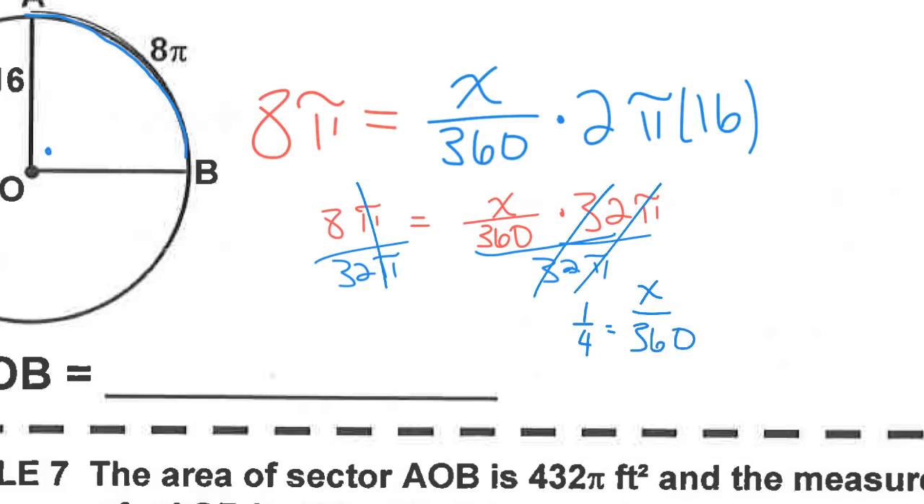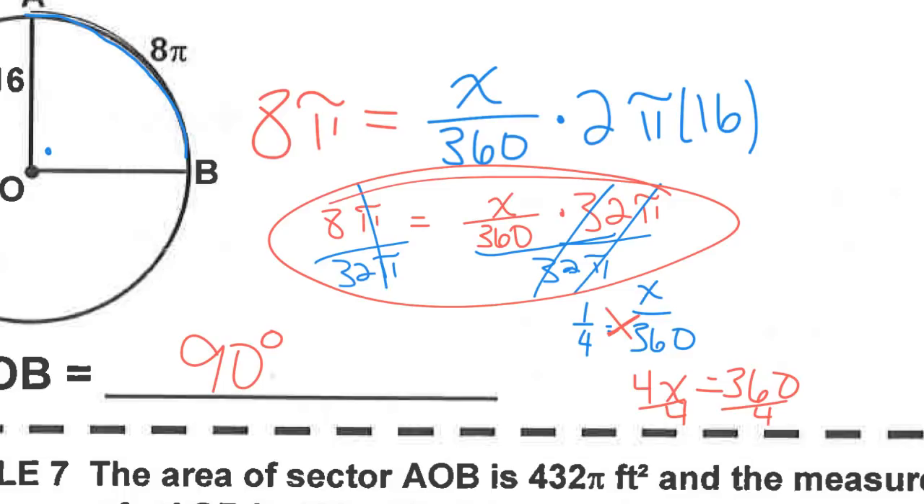And now from here, it's really not that tough. I would cross multiply. Looks like we got 4x equals 360. And when I divide both sides by 4, I get x, which is 90 degrees. So that's really where we have trouble. I can see where this could come up. If we have any questions on that, please ask me tomorrow in class.